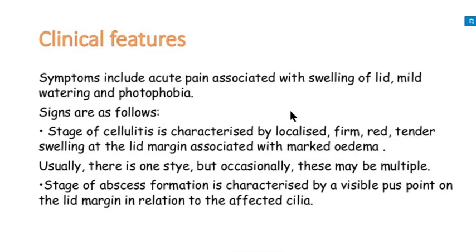Clinical features, symptoms include acute pain associated with the swelling of the lid, watering and photophobia. Signs, you can say, there is a stage of cellulitis, that is basically characterized by localized firm, red, tender swelling at the lid margin associated with marked edema. Usually there is one stye, but occasionally there can be multiple. The stage of abscess formation is characterized by a visible pus point on the lid margin in relation to the affected cilia. So there is a stage of cellulitis and a stage of abscess formation, you need to know.